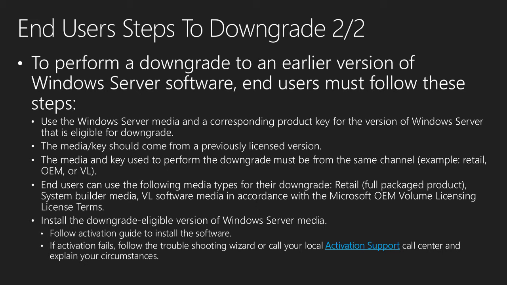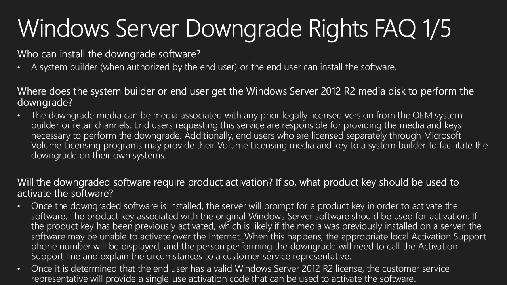When it comes to installing the downgrade version, you just follow the activation guide. As I mentioned, if activation does prove problematic, you can go through the troubleshooting wizard, or again, call up the activation center. Now let's go through some of the questions that are commonly raised around this. Who can install the downgrade software? You as the system builder or reseller can do this when the customer authorizes it, or the end user can do it on their own.